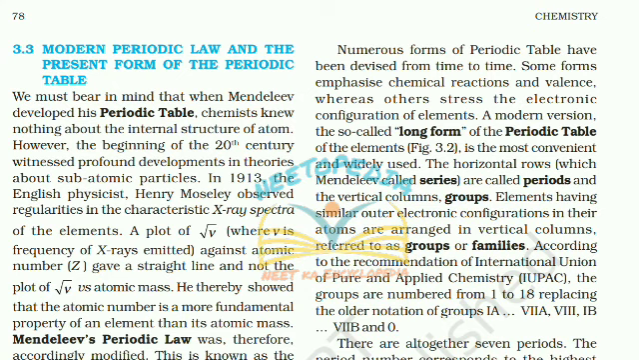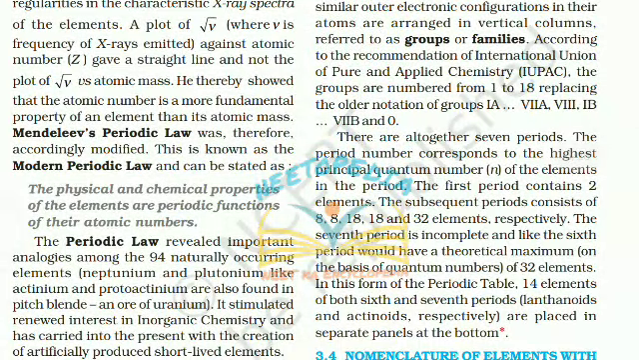According to the recommendation of the International Union of Pure and Applied Chemistry, that is IUPAC, the groups are numbered from 1 to 18, replacing the older notation of groups 1A to 7A, 8, 1B to 7B, and 0. There are altogether 7 periods. The period number corresponds to the highest principal quantum number of the element in the period.